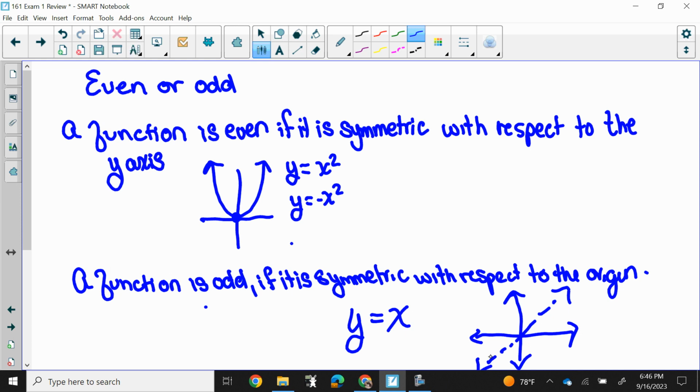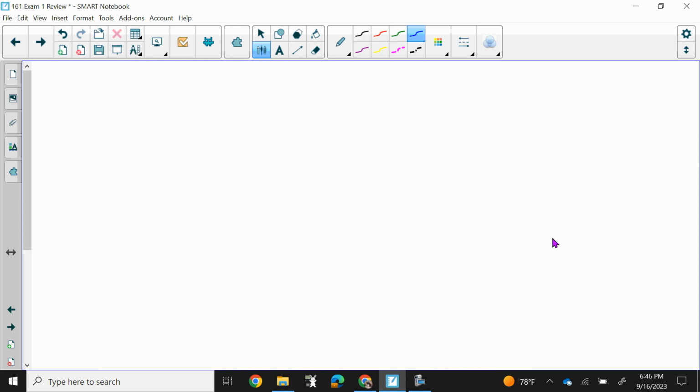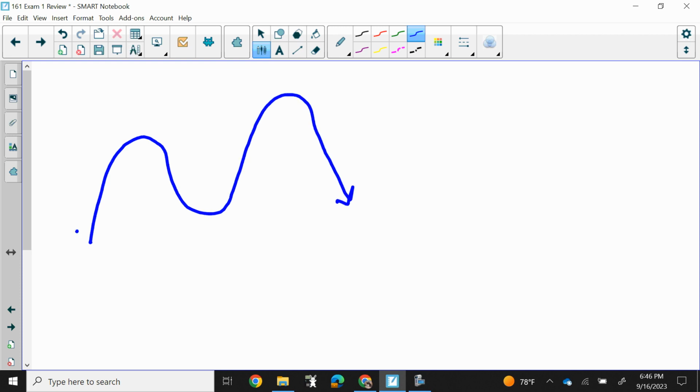Okay, so the next thing that they really wanted to talk about were relative maximum and minimum of functions, and I wanted to show you an example. So if I did something like this, right? It's a horrible drawing, so please just bear with me. But let's talk about critical points. Critical points are points where a graph changes its direction.